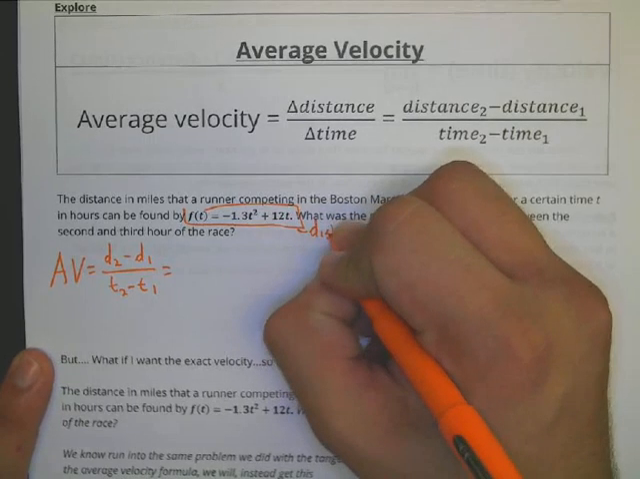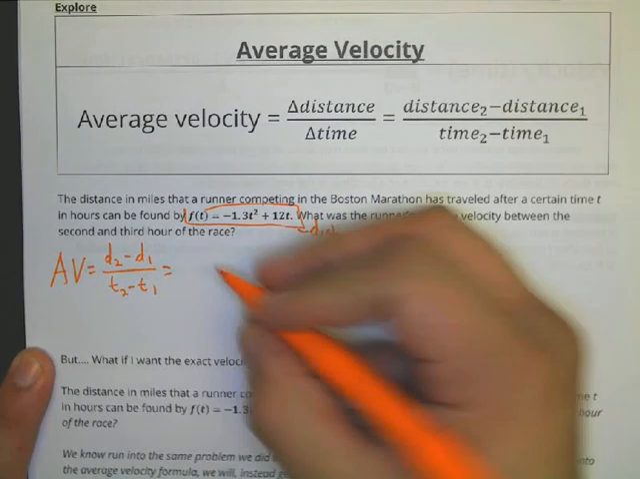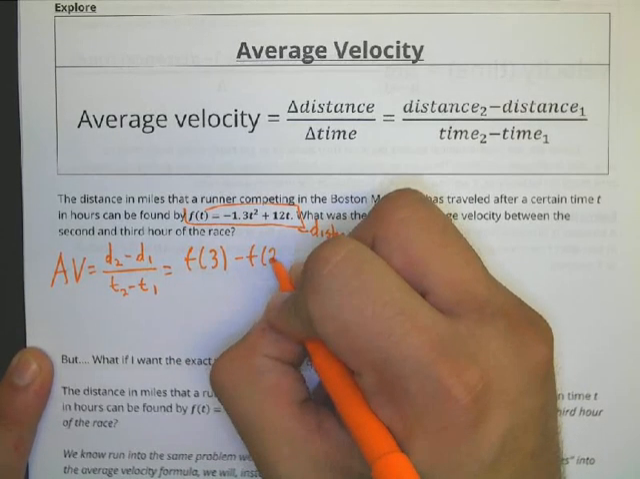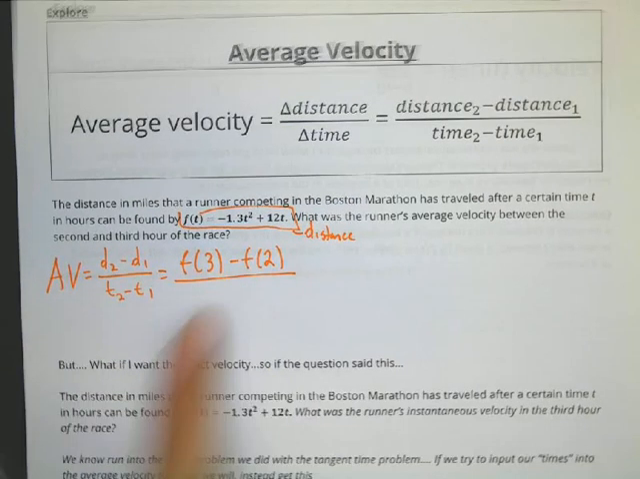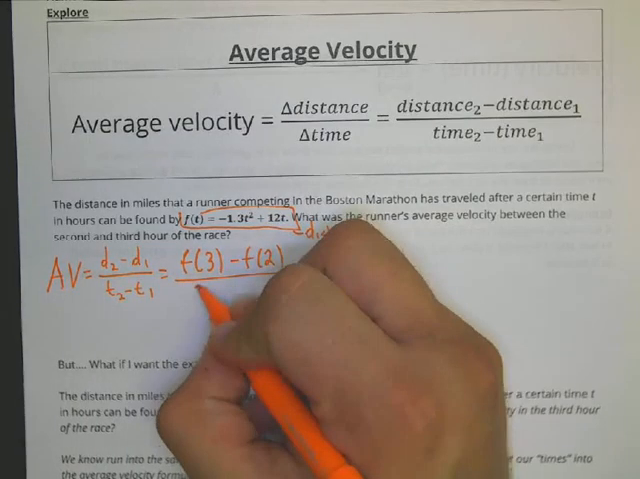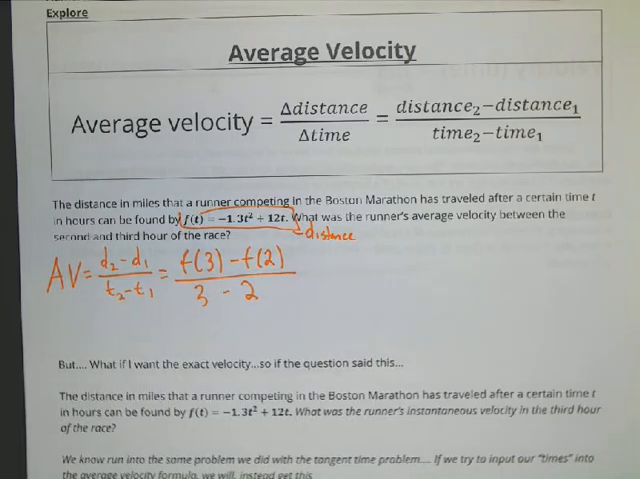So in order to figure this out, you're going to say f of 3 minus f of 2. And what times are you going to put in the bottom? 3 minus 2, right? And how did I know that it was 3 and 2? Well, in the problem it says we're looking for the second and third hour, right? And every hour is t.